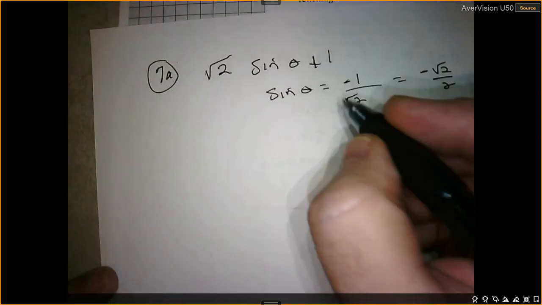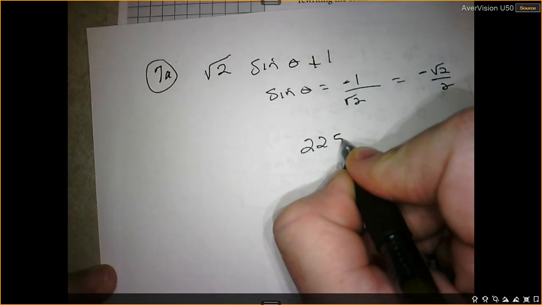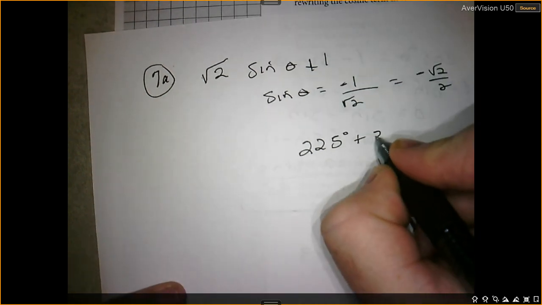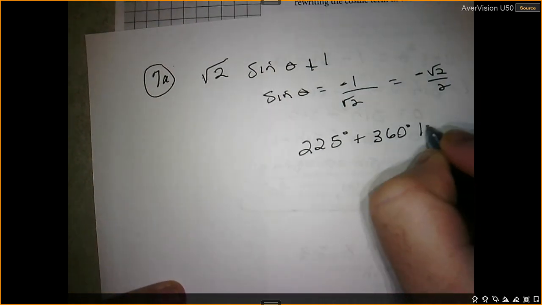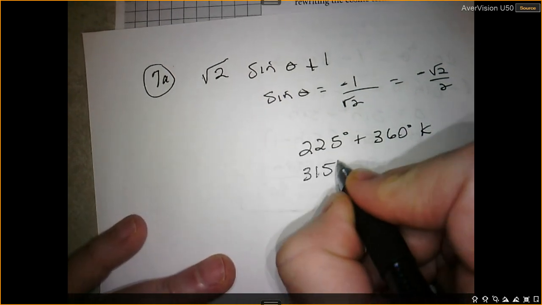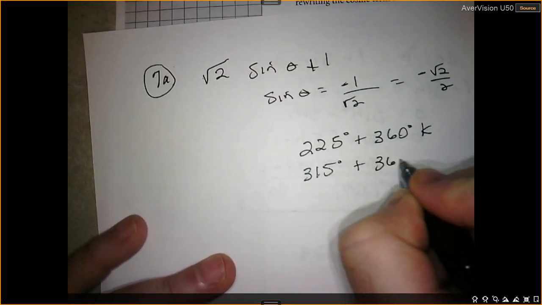So Springboard's a little weird. They use degrees on this one. I looked at the answer key, so either way is correct. You can do 225 degrees plus 360 degrees K. And then the other one is at 315 degrees plus 360 degrees K.